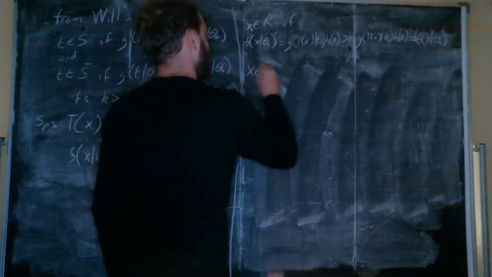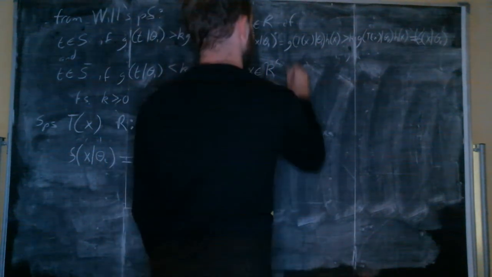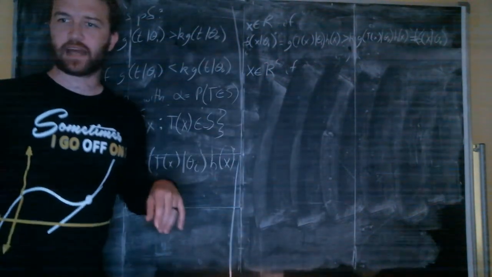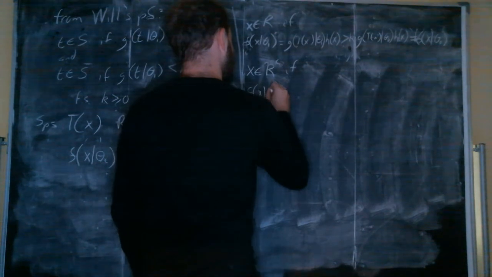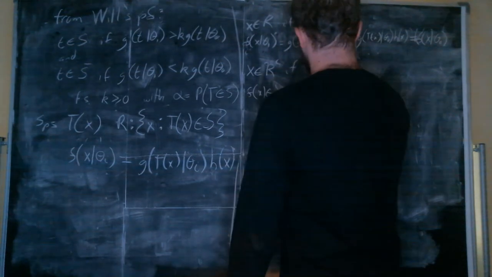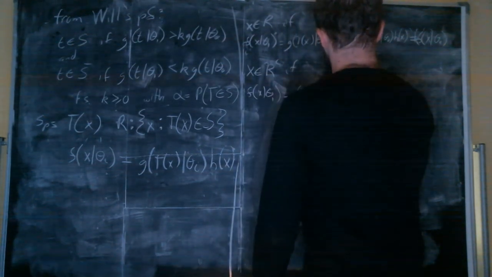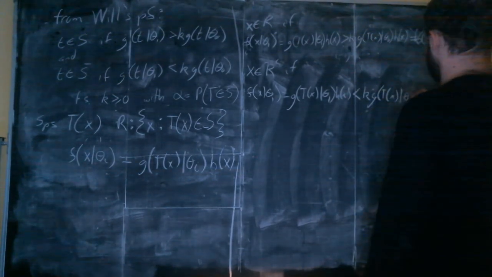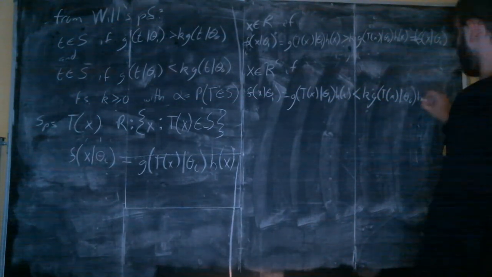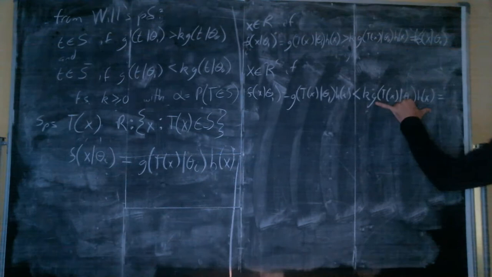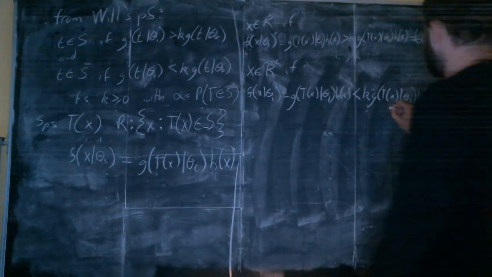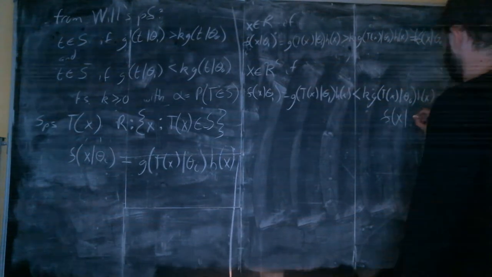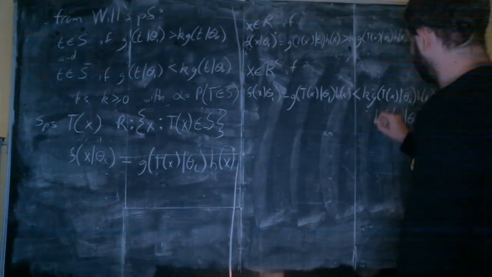Now x will be in the complement of the rejection region if, and this is mechanically the same thing, we're examining the second condition. We have f of x given theta 1 from the lemma, but we can factor that. So we'll have g of T of x given theta 1 times h of x being less than k times g of T of x given theta naught times h of x. But we recall that if I take this g and h portion right here, I can end up with f of x given theta naught times k.